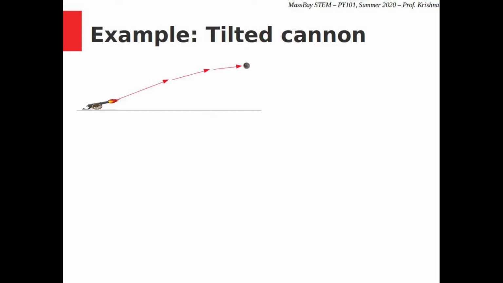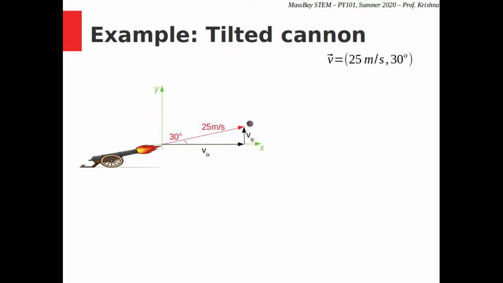As usual, we will start by drawing a picture. We will use 2 photos, one a nanosecond after the cannonball is fired, and one at the instant it reaches its peak. We will set upwards as positive and rightwards as positive. The velocity of the cannonball at the moment of launch, that is, its initial velocity, was 25 meters per second at an angle of 30 degrees.